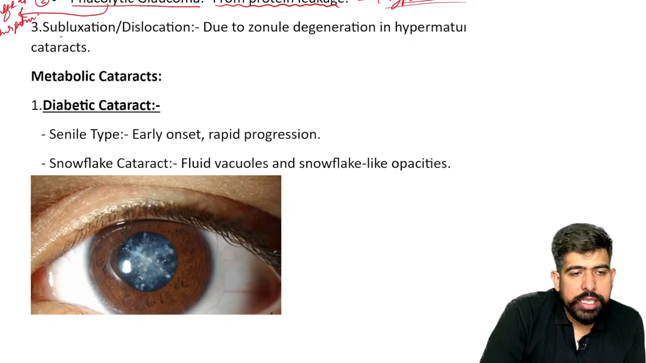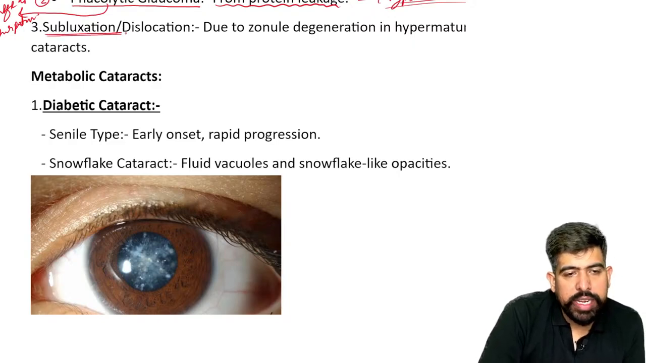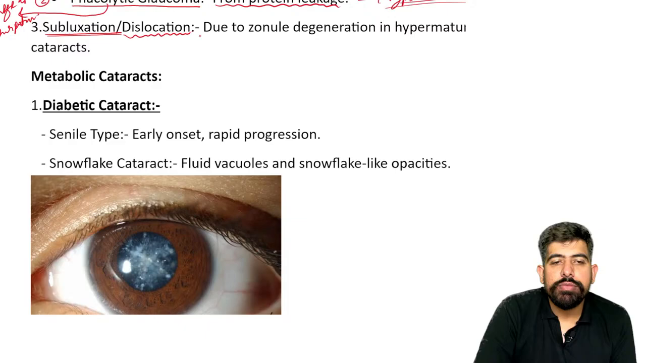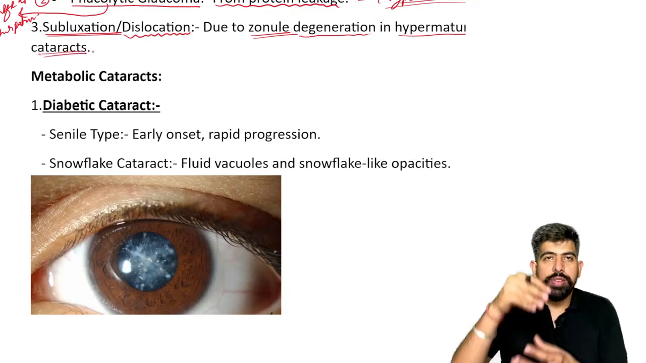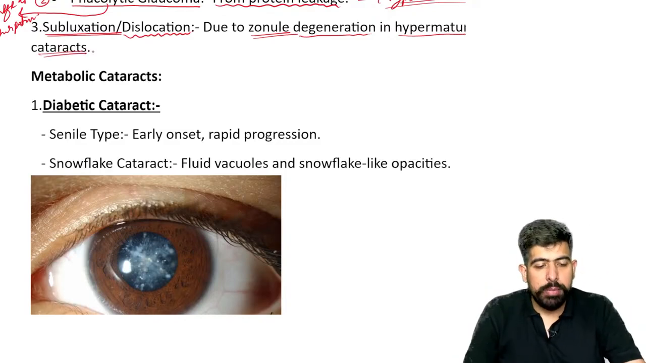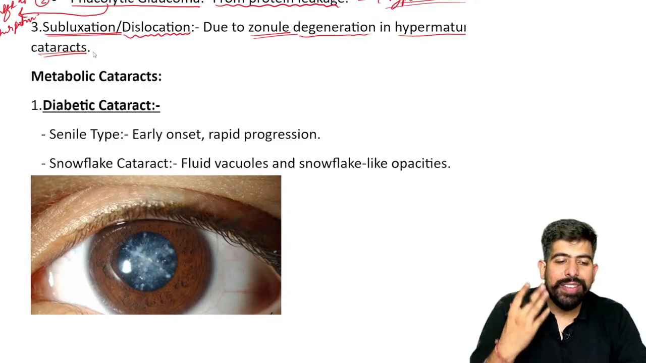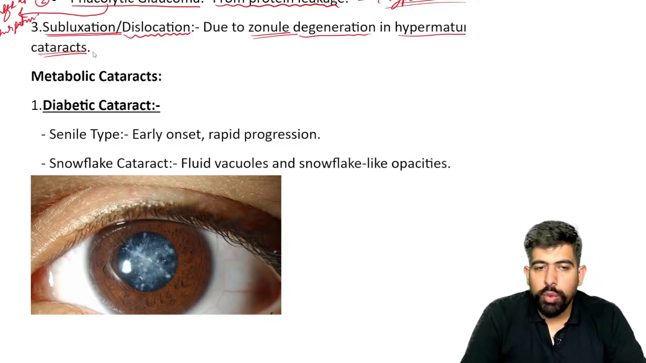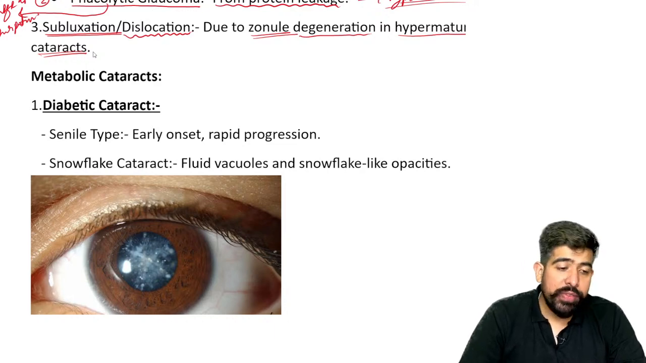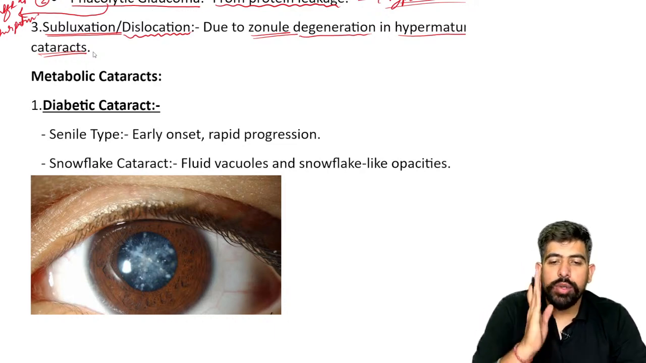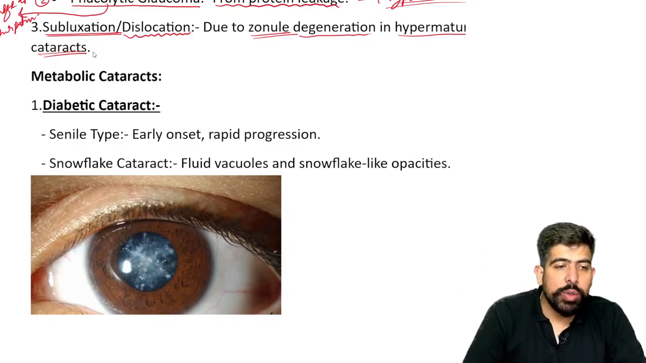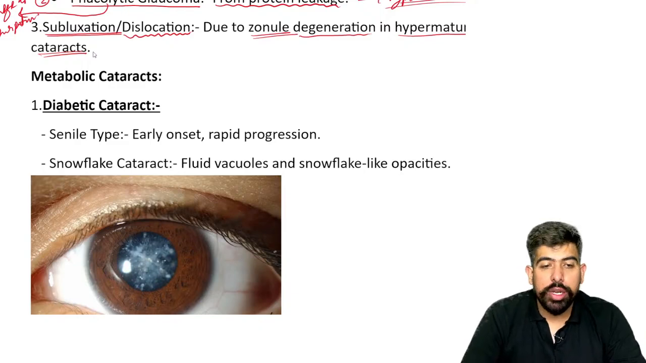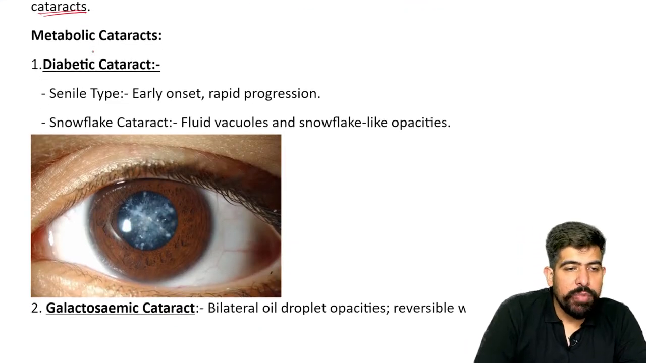Now, the next is your subluxation, or we can say the dislocation. The zonules, which are holding your lens in position, can degenerate in a hypermature cataract. If they tear, the lens cannot stay over there. It can drop backside into your posterior segment, and that is known as subluxation or the dislocation of the lens.